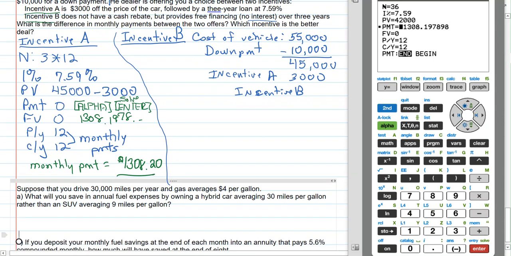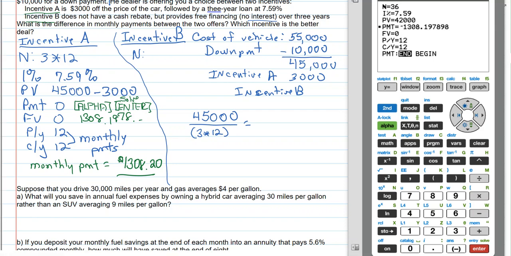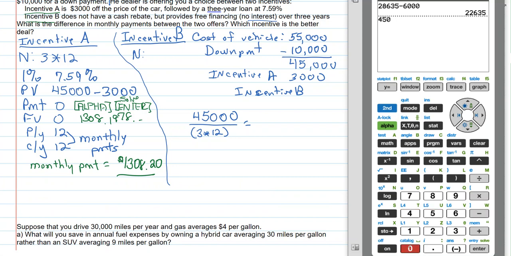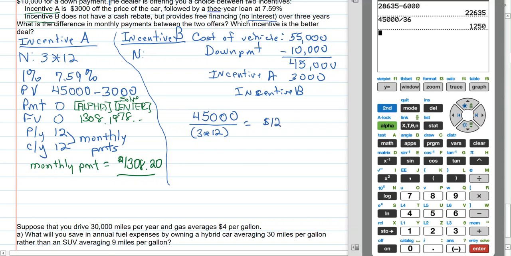All right. Actually, we can do it on the home screen. It says it does not have a rebate, but provides free financing for 3 years. So we can have the $45,000 is what the vehicle is worth. And we're dividing by the 3 years times 12, because there's no interest. So let's see what we get. The next one is a monthly payment of $1,250.